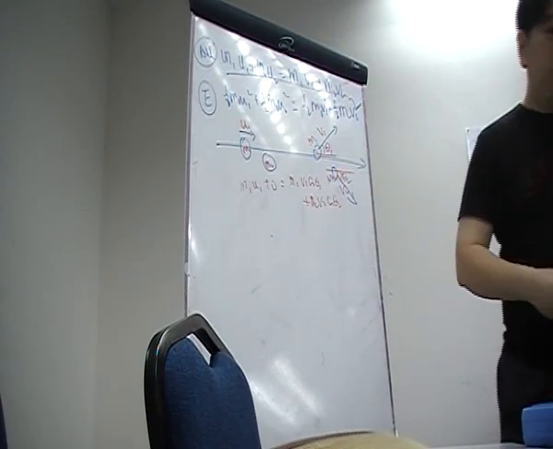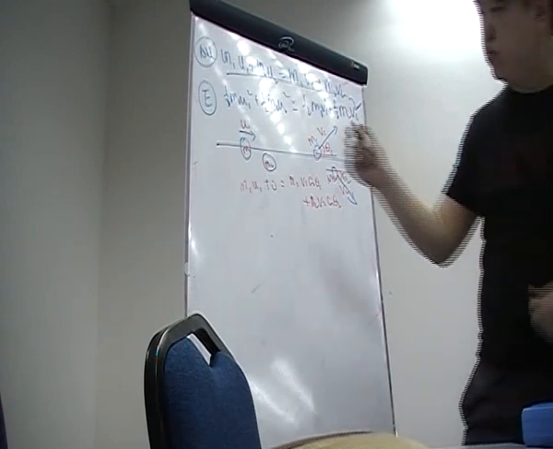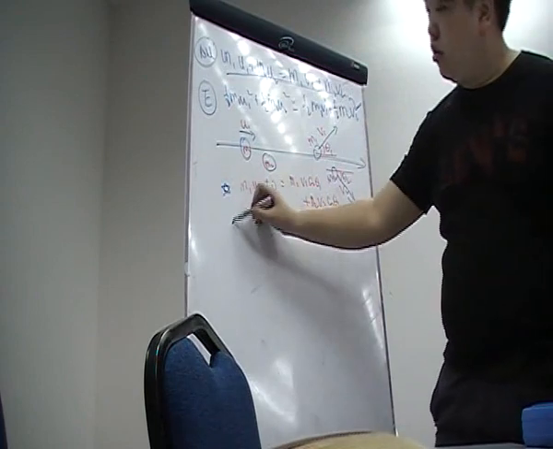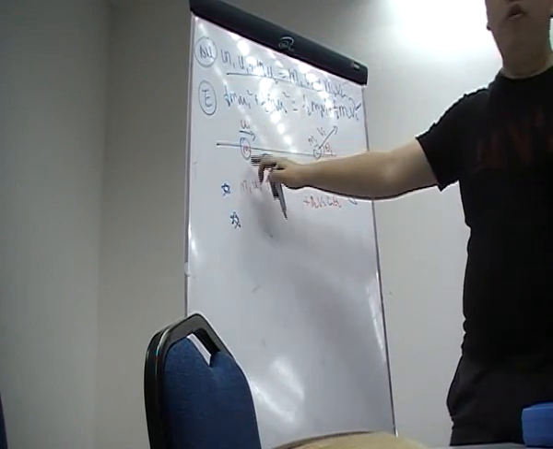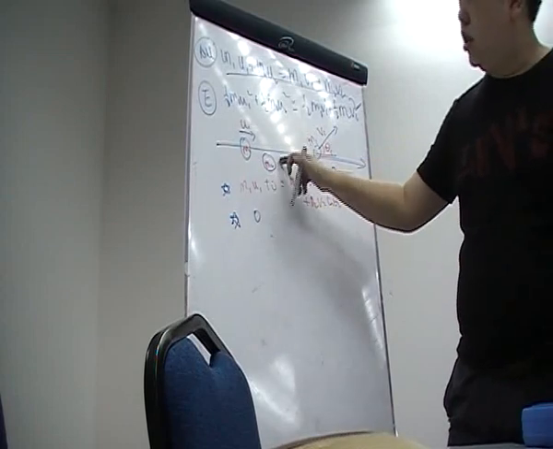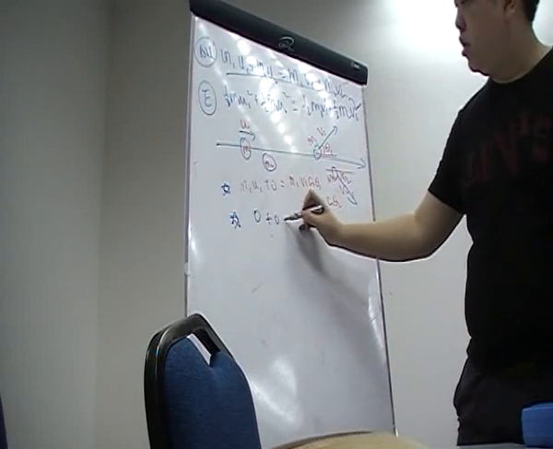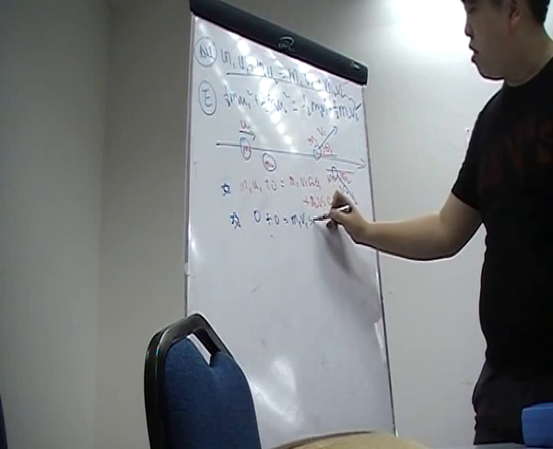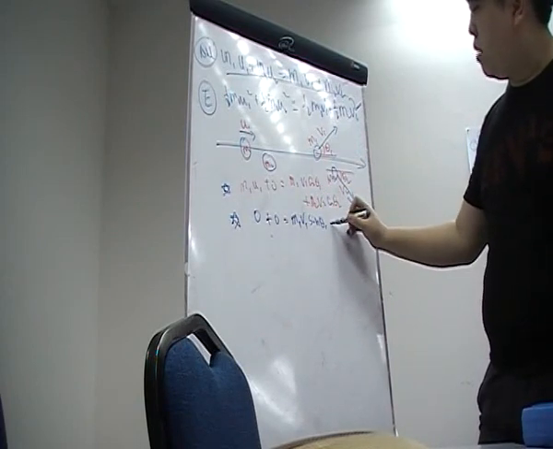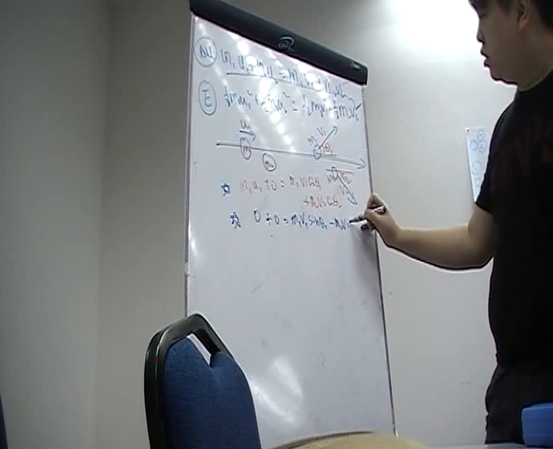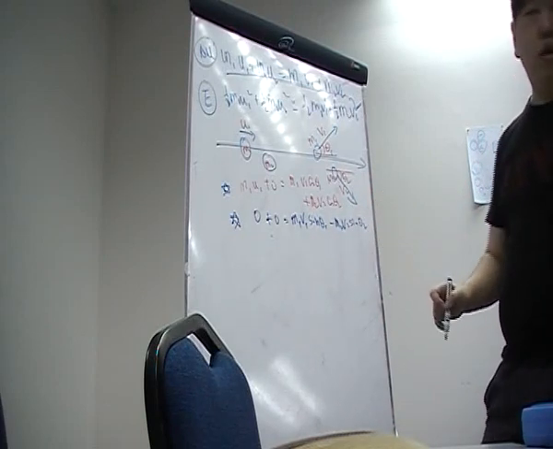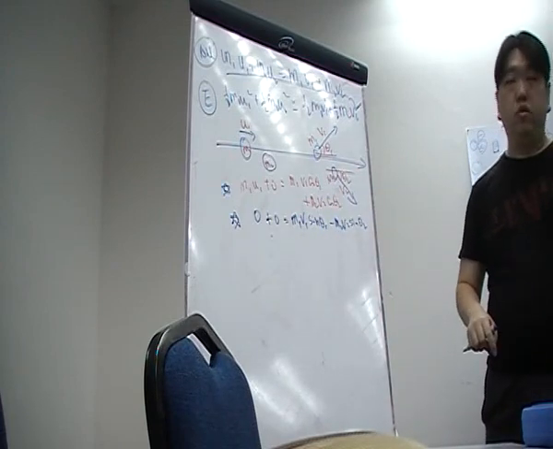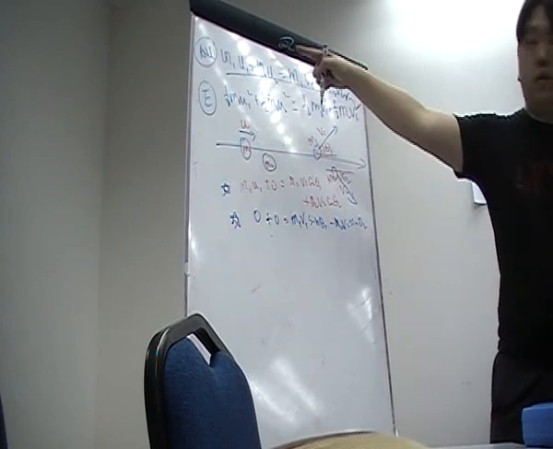On the other hand, you also have an equation for conservation vertically. Initially there is no vertical component, so 0, and the other also has no vertical component, so 0. That equals m1 v1 sine theta 1 minus m2 v2 sine theta 2. Bring this over and you have another equation. This is why I say momentum is a vector.